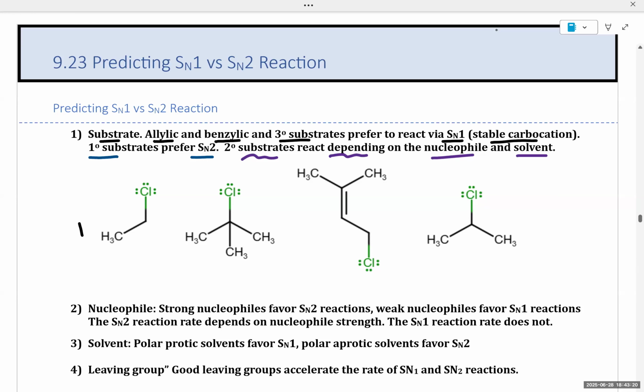So for example, if we have this primary substrate, that's going to prefer SN2 reactions. A tertiary substrate will prefer SN1. Let's try and think about these next two substrates, and I'd like you to tell me, is this substrate going to prefer an SN1 or SN2 pathway, or is it ambiguous? Do we need more information? Pause the video, take a few moments, and then we'll discuss.